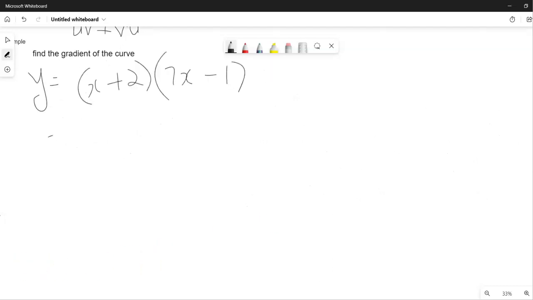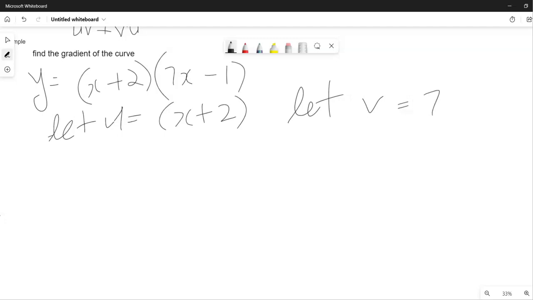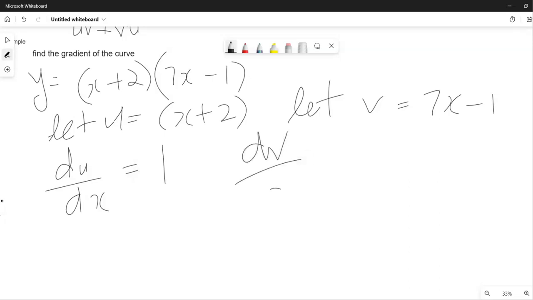Let's look at another example that does not include chain. So we have y equal x plus 2 times 7x minus 1. So first thing, let u equal the first factor. So let u equal x plus 2. And let v equal the second factor. That's going to be 7x minus 1. We're going to differentiate u with respect to x. When we do that, we get 1. And we'll differentiate v, so dv with respect to x, by dx, we get 7.